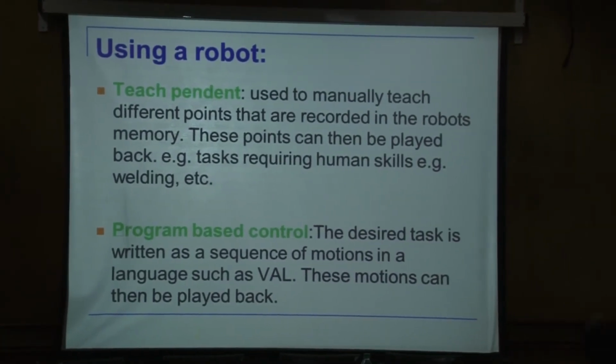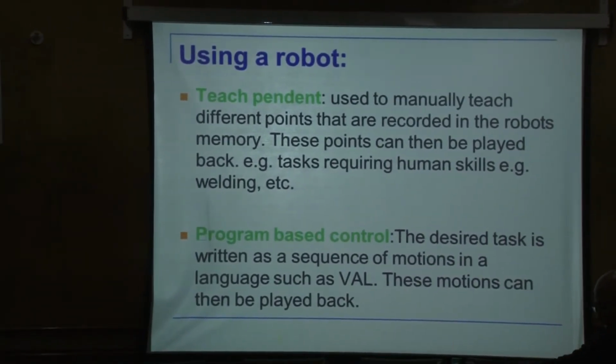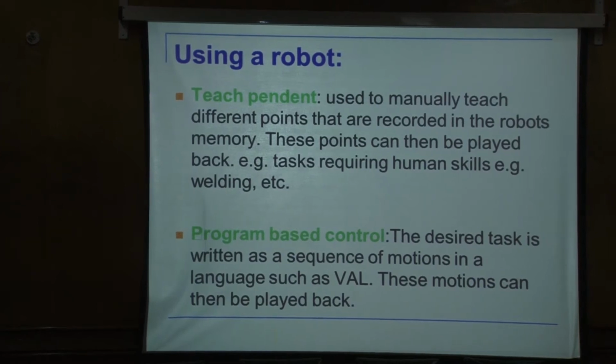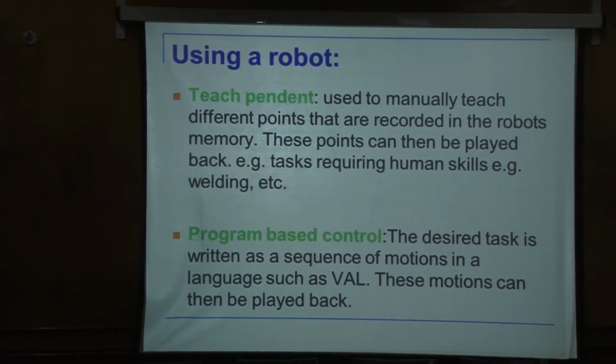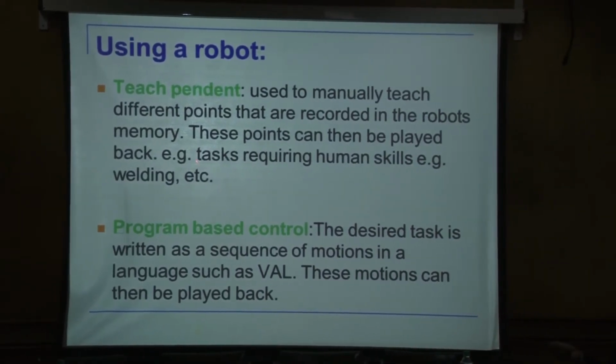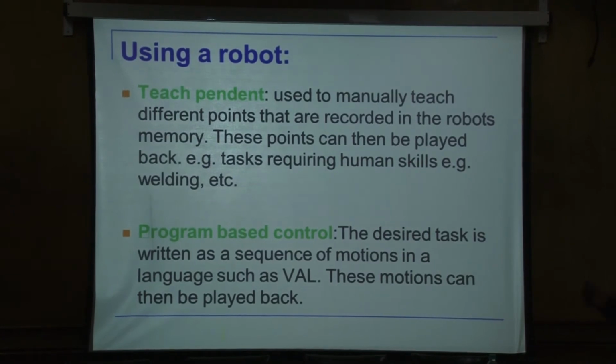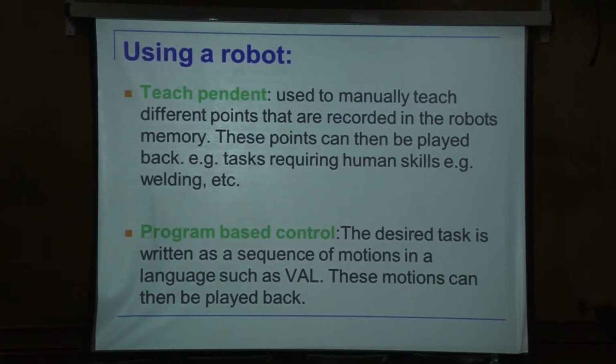So if I want to pick up this object, you can take the teach pendant. Suppose the robot arm is here, press the corresponding joints, take it till here, catch this object, pick it up, and put it there. So manually you can do that using the teach pendant. And as the robot is moving in space, all these points are getting recorded in the memory. So if you want to play it back, you can play it back. It will simply do the same motion over and over again.